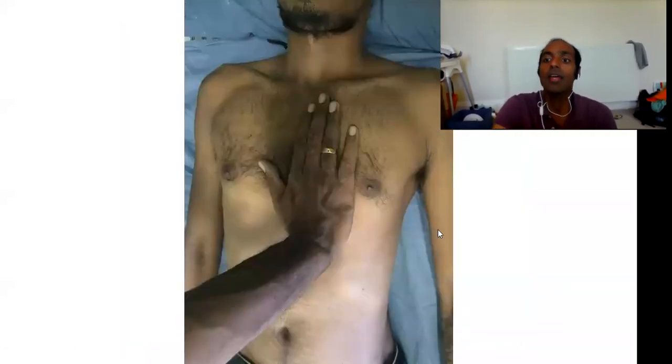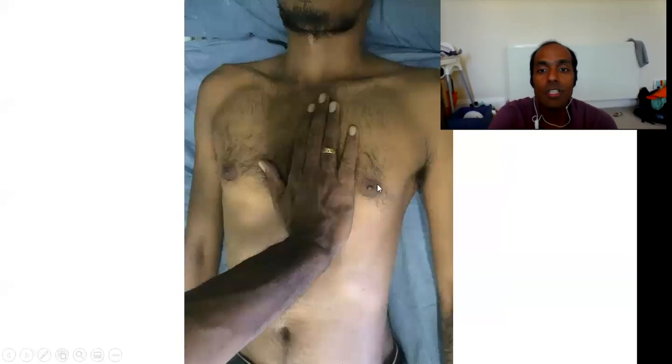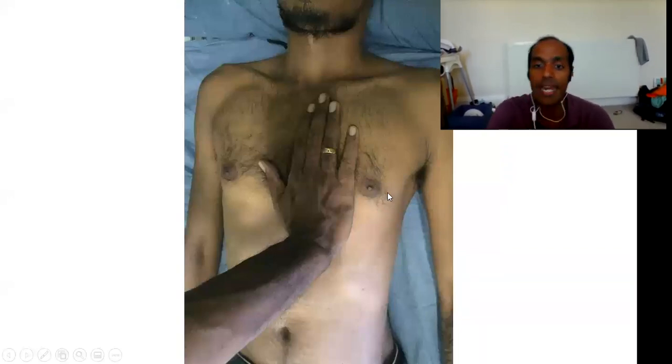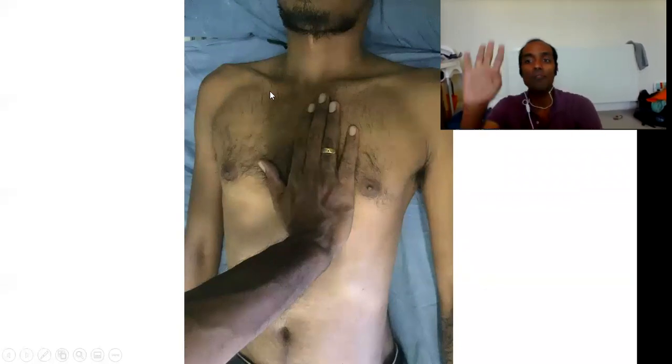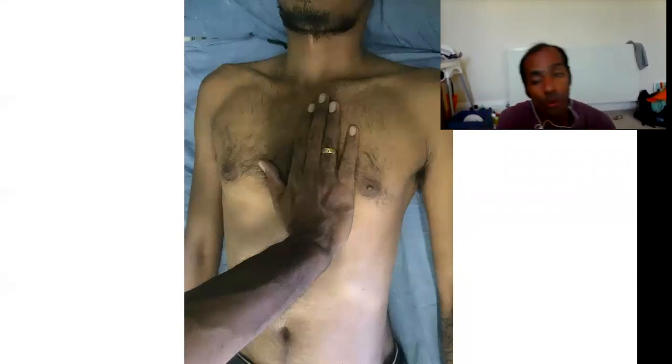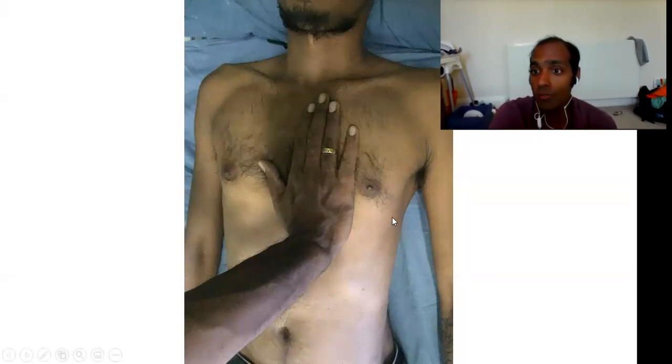Fine. Now what I'm doing is, you can next feel for thrills. Thrills can be felt in the major auscultatory areas: apex, lower sternal edge, upper sternal edge on the left side, and upper sternal edge on the right side. As you know, there are 4 main auscultatory areas. If you don't know, please write this down. You should know, obviously, because you've already done your first appointment.